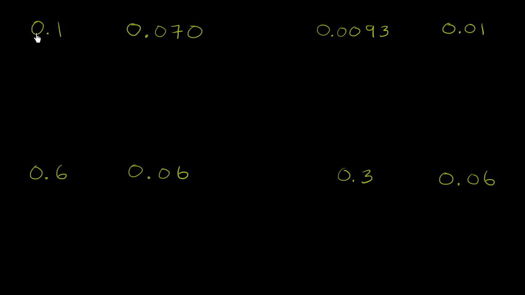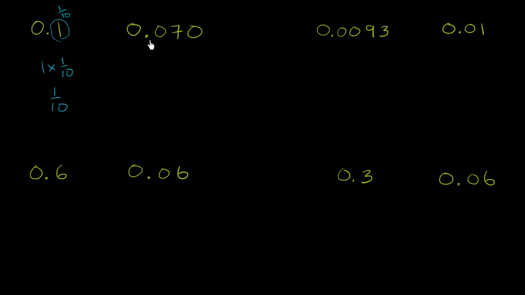Let's compare 0.1 to 0.070. So this 1 right over here, it is in the tenths place. So it literally represents 1 times 1/10, which is obviously the same thing as 1/10.